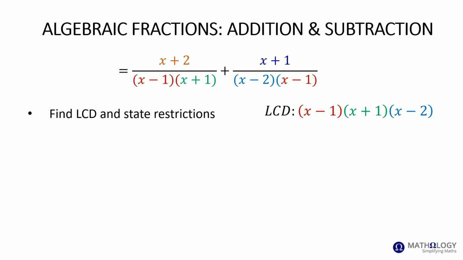At the same time, we will state the restrictions, as a zero denominator is undefined. Note that even though we aren't solving for x, we still need to state the restrictions, as for some values of x, this expression does not exist. These restrictions are, x cannot equal 1, x cannot equal minus 1, and x cannot equal 2.